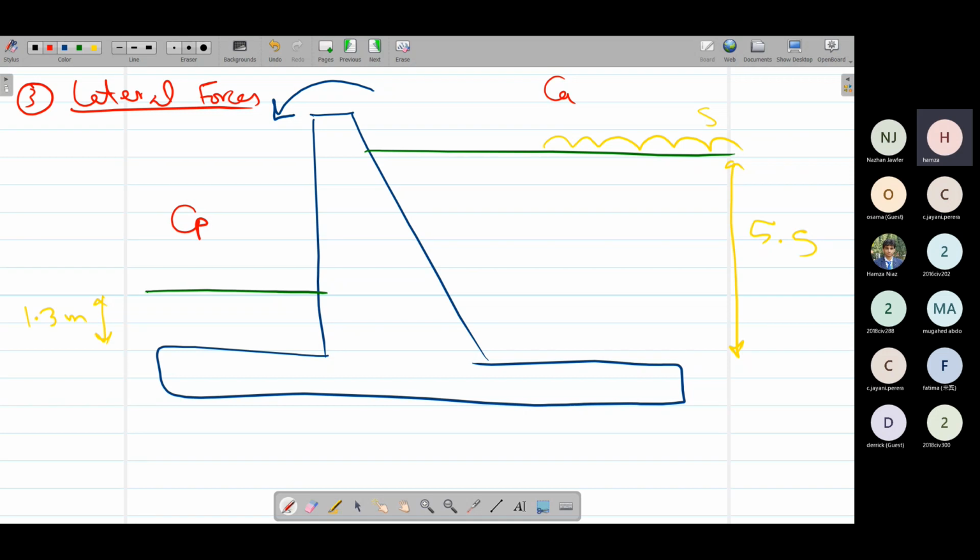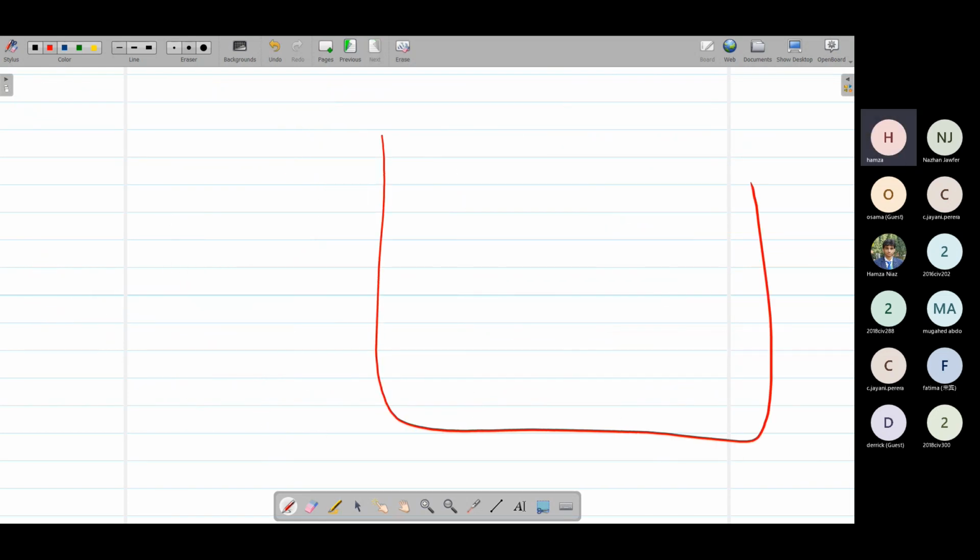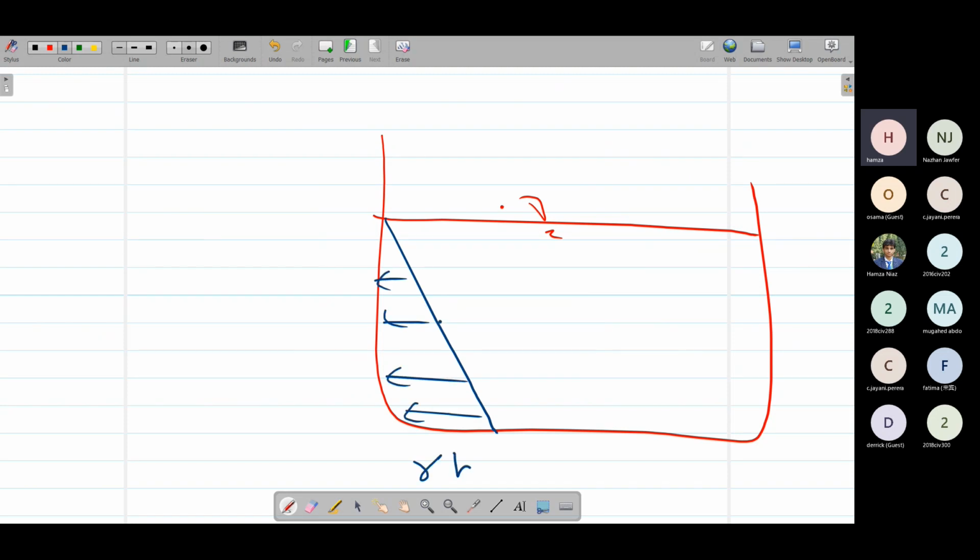Okay. Afterwards, we have to calculate the lateral force of this soil. For example, if this was some liquid in a water tank, what would be its lateral force? That is simple. The pressure would be gamma times h, where h is the height of the liquid and gamma is the unit weight of the substance. So the force exerted would be simply gamma h.